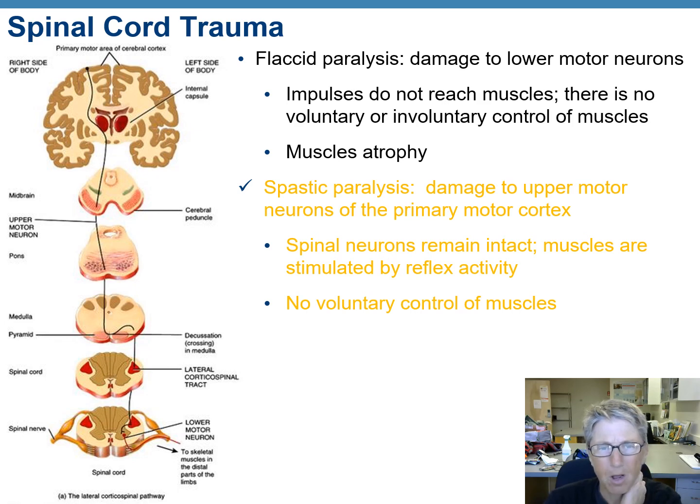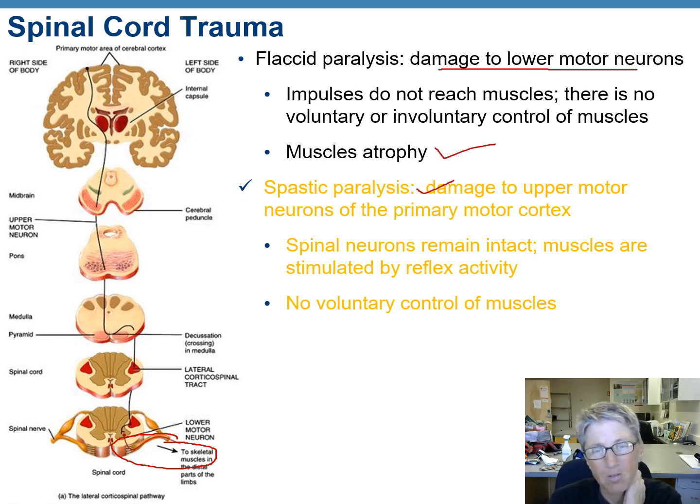There are a couple of different kinds of paralysis. In flaccid paralysis, that's when you damage your lower motor neurons. So that's these guys here. If these are damaged, then an impulse from the motor cortex doesn't reach your muscle. You don't have voluntary or involuntary control of muscles with flaccid paralysis, and your muscles atrophy.